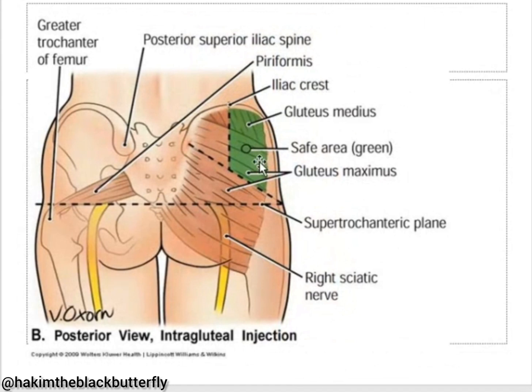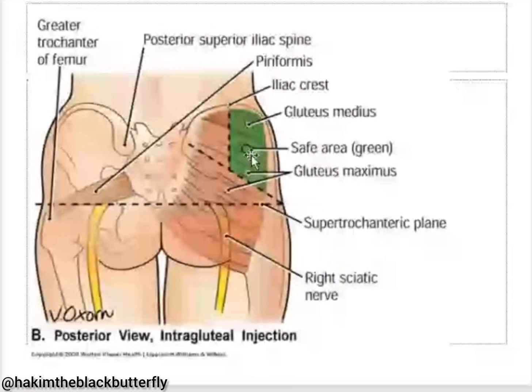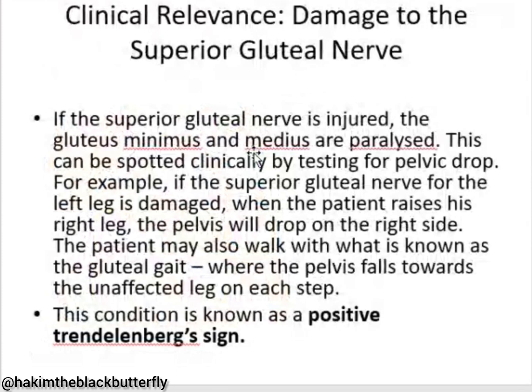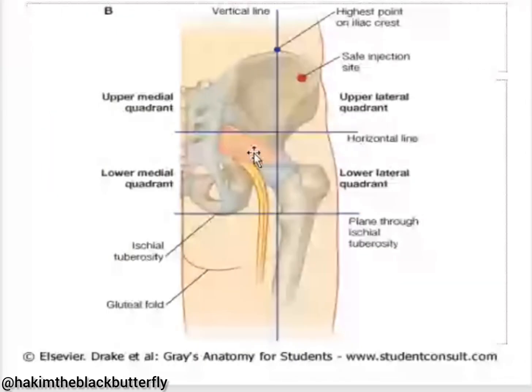So always inject in the upper outer quadrant because it is the safest region for intragluteal administration, avoiding injury to the sciatic nerve.